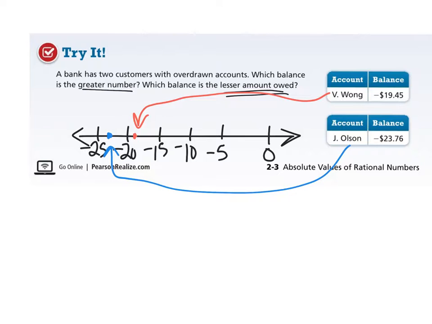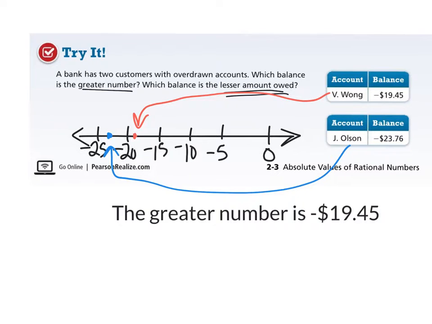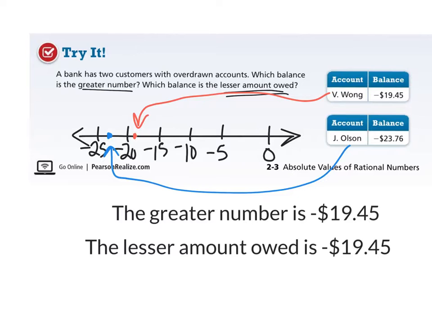is between negative 20 and negative 25. So if you think about the greater number being further to the right, then the greater number would be the negative 19.45. All right, and then if we look at the lesser amount owed, think about the wording. Lesser amount owed means they do not owe as much money. So even though you see greater in one question and lesser in the other, they both have the same answer.